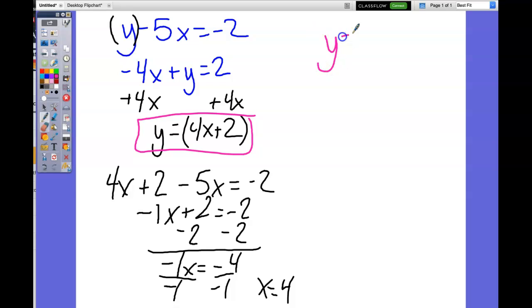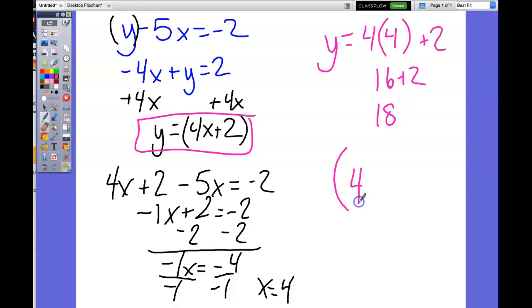So y equals 4, because x is 4, plus 2. 4 times 4, plus 2. So my final answer is x equals 4, y equals 18. Got it on that one now? Okay, any other questions on that?